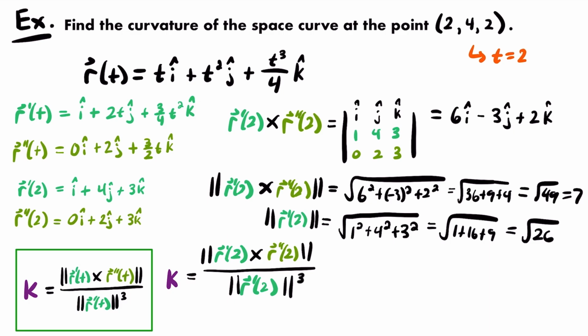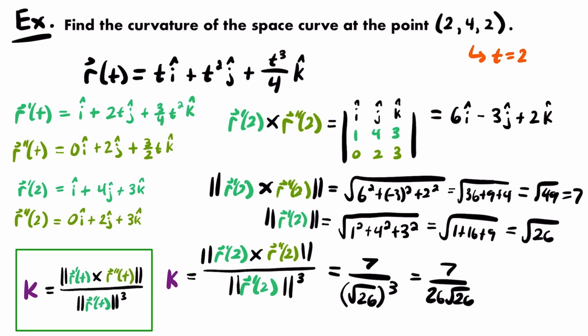And so now all that's left to do is plug these two magnitudes into our curvature formula. So this will be equal to 7 divided by the square root of 26 cubed. And then if you cube the square root of 26, you multiply it by itself 3 times. So 2 times would just give you 26, and then multiplying by the square root of 26 again gives you 26 square roots of 26.